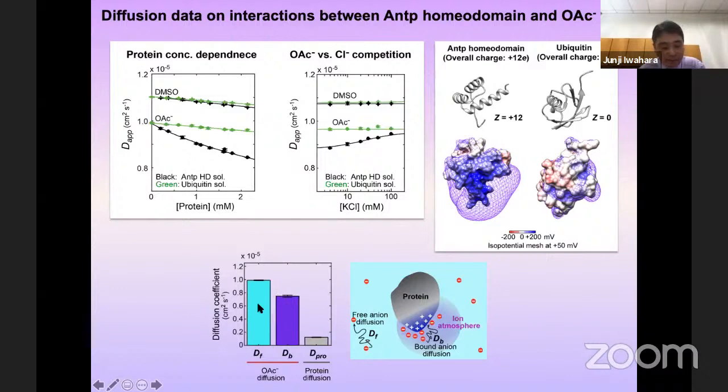For this one, the diffusion coefficients for the acetate ions in the free state and in the bound state, I mean, within the ion atmosphere, are not very different. Probably due to relatively weak interactions between the positive charge of the protein and acetate. But still, the decrease was significant, and there is some degree of restriction of diffusion. That's what our experimental data show.